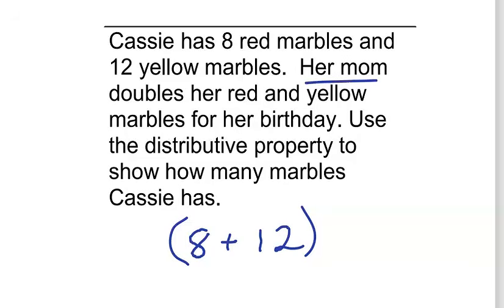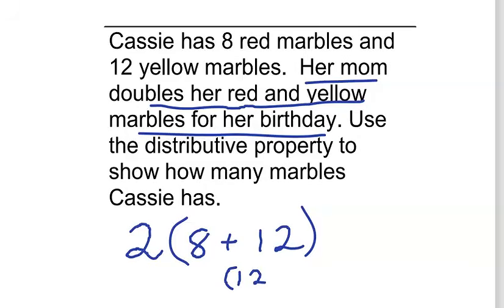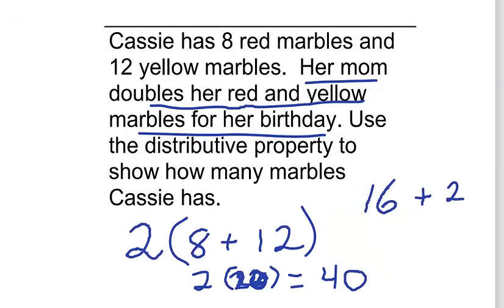It says her mom doubled her red and yellow marbles. So both of them were doubled. Use distributive property to show how many marbles Cassie has. So basically what we can do is, since we know it was doubled, we just do that. So 8 plus 12, we already said is 20. And then we do 20, and then 20 times 2 is equal to 40. Okay, so we can say that she has 40 total marbles, or we can also say that we have 2 times 8, which is 16, and 2 times 12, which is 24.